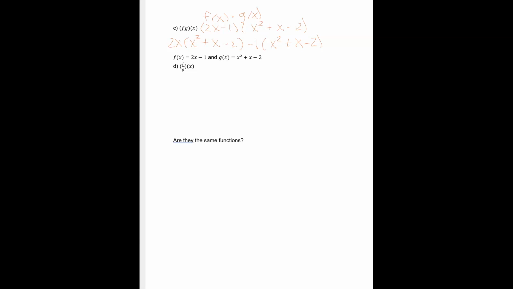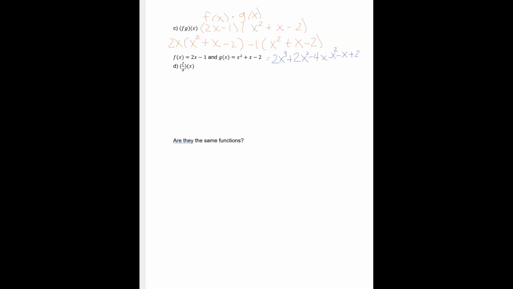So I'm going to change colors real quick to dark blue, and I'm going to do that over here. So 2x, excuse me for a second. So 2x times x squared gives me 2x cubed. 2x times x gives me a positive 2x squared. And 2x times the -2 gives me a negative 4x. And then we've already done this on the last problem. So it's going to give me a minus x squared minus x plus 2.